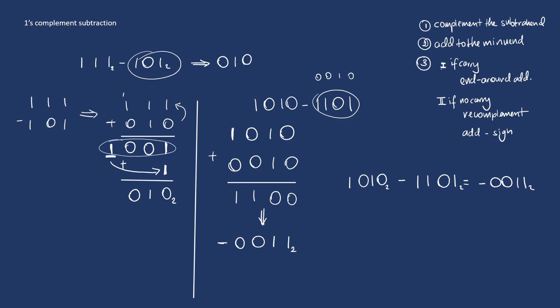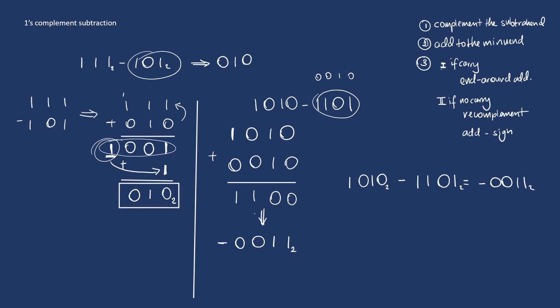So the crucial point after recomplementing is to take note: do I have a carry? Do I not have a carry? If I have a carry, which is always going to be 1, I'm going to bring it to my last place and add it to my number. Okay, and that's going to give me my final answer.